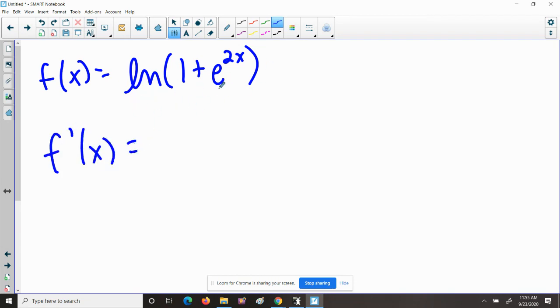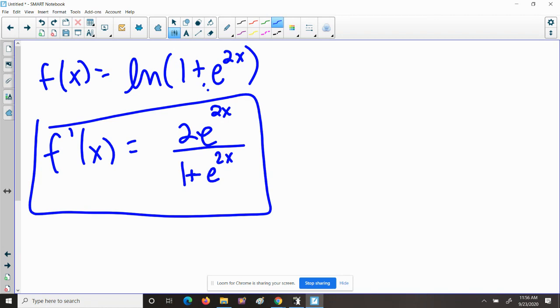Derivative of natural log of u is u prime over u. So we're going to have 1 plus e to the 2x on the bottom. Now we need to take the derivative of 1 plus e to the 2x. Derivative of 1 is just 0, so that's gone. Derivative of e to the 2x is e to the 2x times derivative of 2x, which is 2. So our final answer for the derivative would be 2e to the 2x over 1 plus e to the 2x.